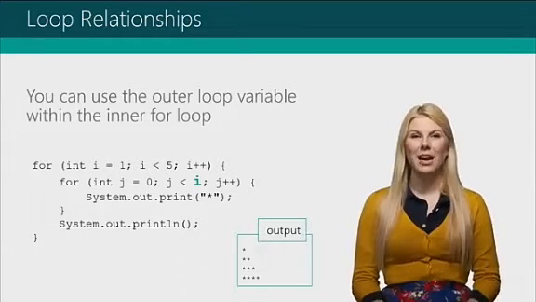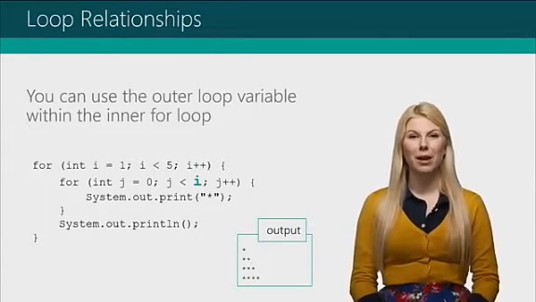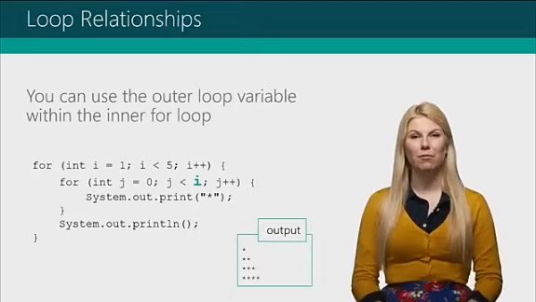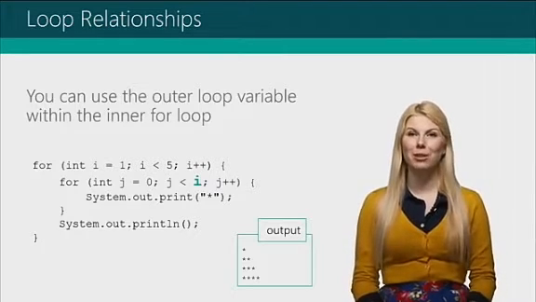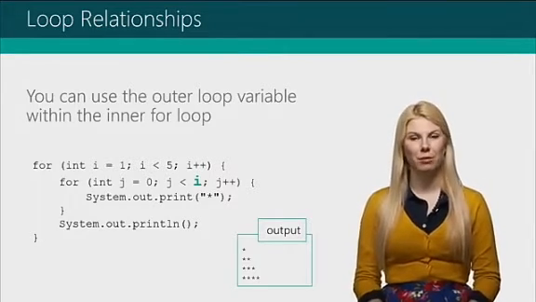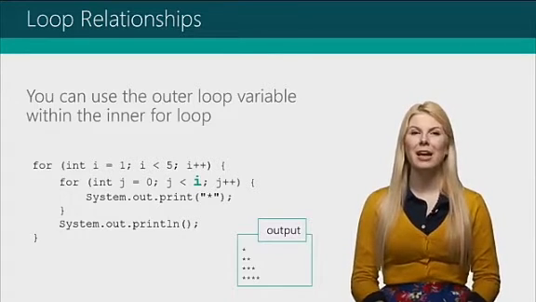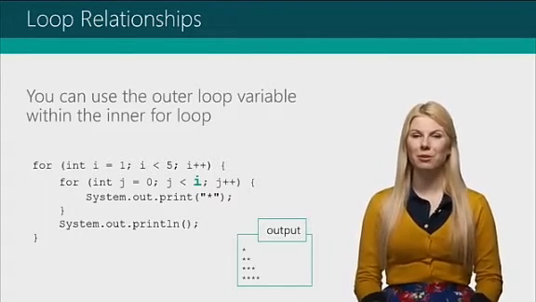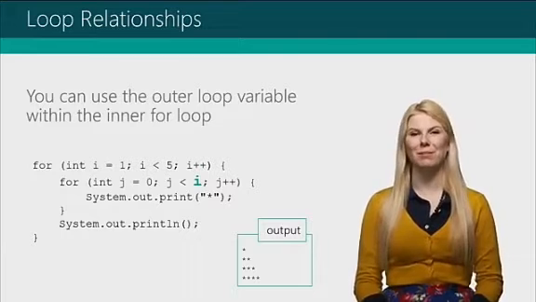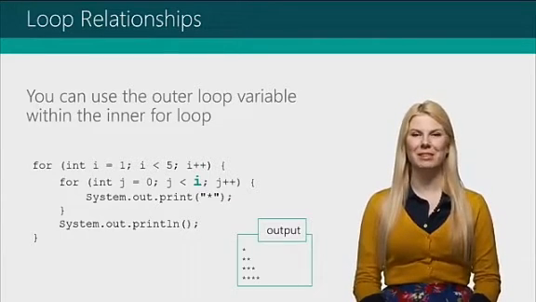What happens is the outer for loop starts I at 1. So the inner for loop is going to run from 0 to 1. So it's going to print 1 star. Then we hit the println, we go to the next line, and I becomes 2, so the inner loop runs 2 times, then 3 times, then 4 times.